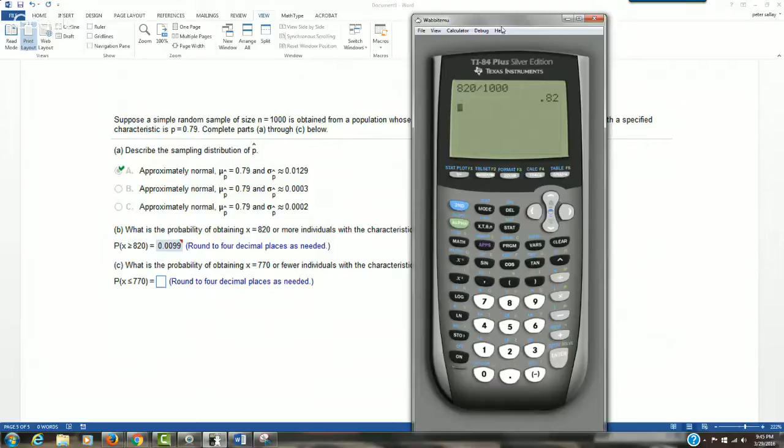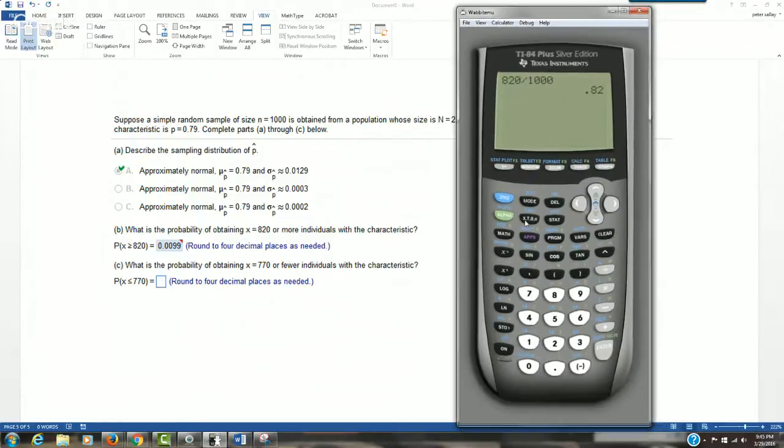Let me actually read the question. So more. Okay, yeah. So norm CDF, 0.82 all the way out to positive infinity, with 0.79. Let's see, might as well just clear that out.